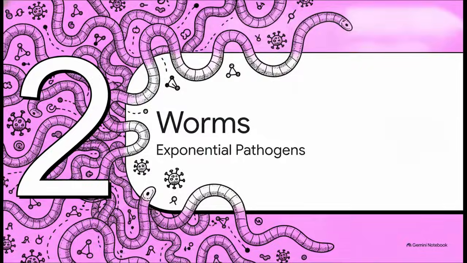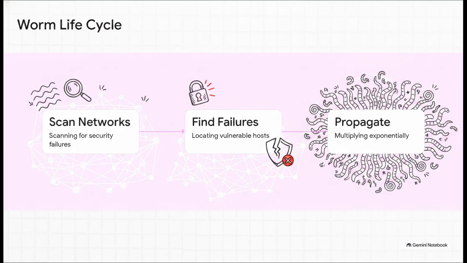Moving on to Section 2, Worms, Exponential Pathogens. Let's meet our first digital predator, worms. These guys function exactly like a highly contagious biological pathogen moving through a crowded room. Their life cycle is brutal and, honestly, incredibly simplistic. First, they scan the network, basically sniffing the digital air, looking for a vulnerable host. They're constantly probing for any open port or unpatched service.